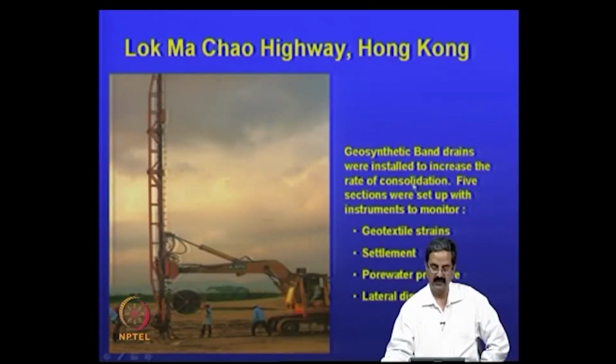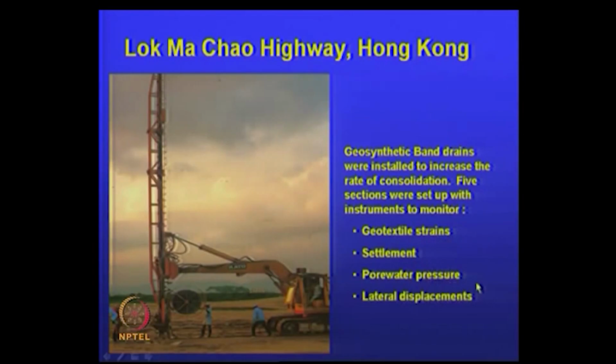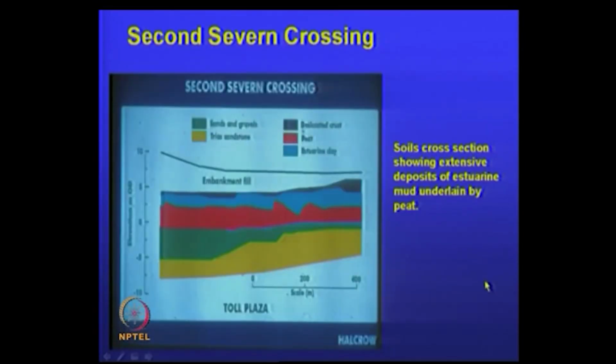So, they have used geosynthetic band drains to increase the rate of consolidation, and they were measuring geotextile strains, settlements, pore pressures and lateral displacements. One should do this in an instrumentation project, particularly when you are trying to have a ground improvement technique. It is always advantageous to measure the actual quantities that may be of very importance to us in terms of calculations and theories, because we apply some theories, but if you are able to measure the strains, settlements, pore pressures, displacements, it is going to be excellent. So, that is another one.